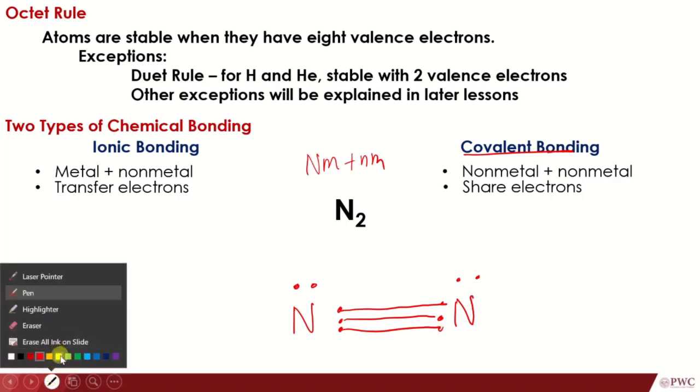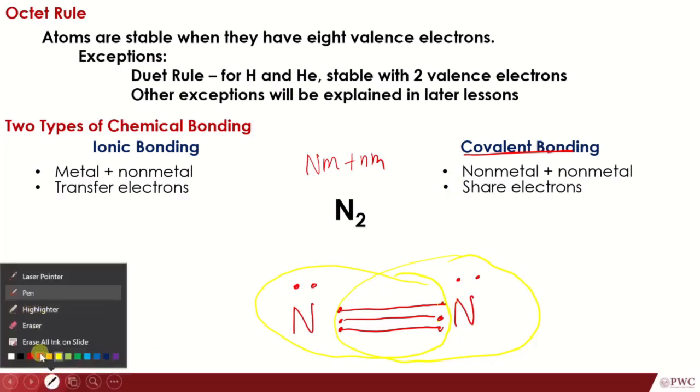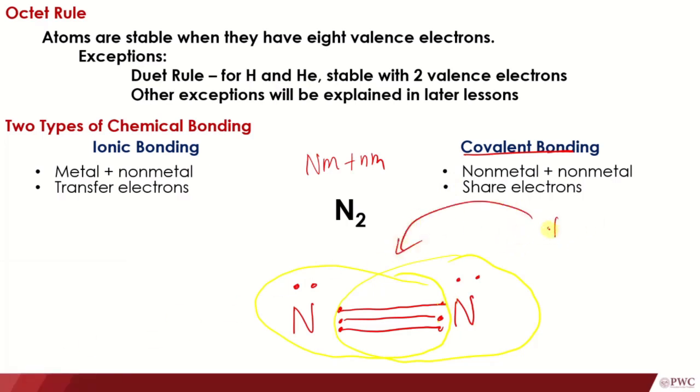Let's count the number of valence electrons after sharing. 1, 2, 3, 4, 5, 6, 7, and 8. So it now has 8 valence electrons. 1, 2, 3, 4, 5, 6, 7, 8. So both of them now have 8 valence electrons. This is the electron dot structure for N2. Again, this one is a triple bond.